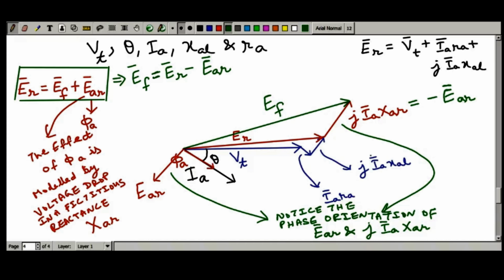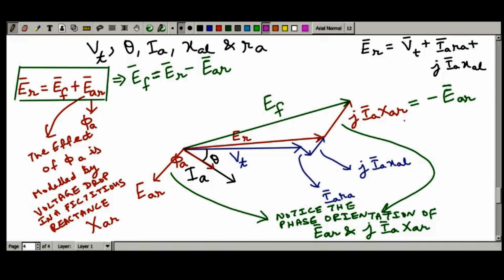Now what is done is that we have given a special name to the summation of these two reactances, which are fictitious reactances, but the reactances Xar and Xal, they are termed as synchronous reactance. Synchronous reactance. So let me write this with a different color.